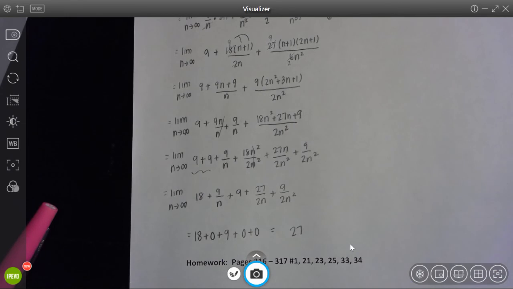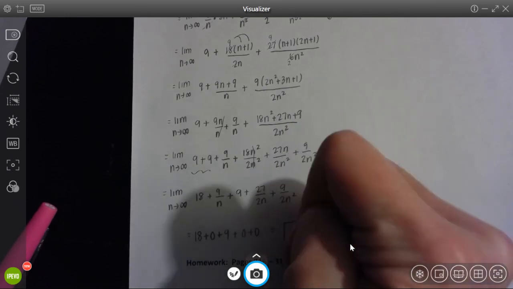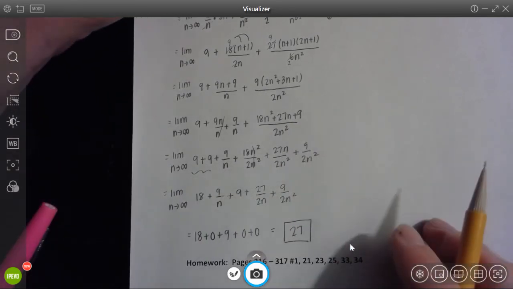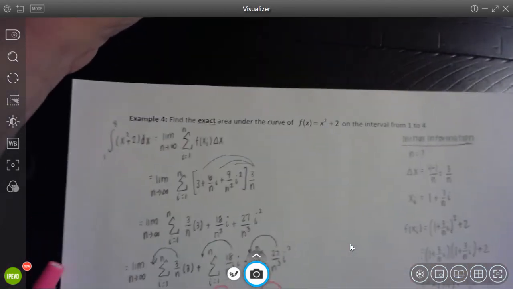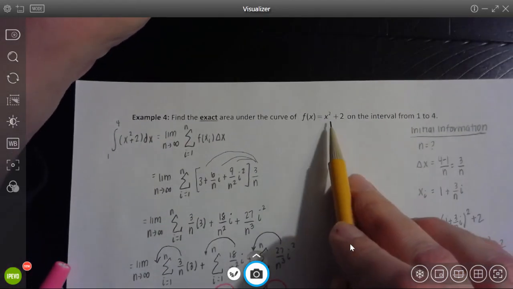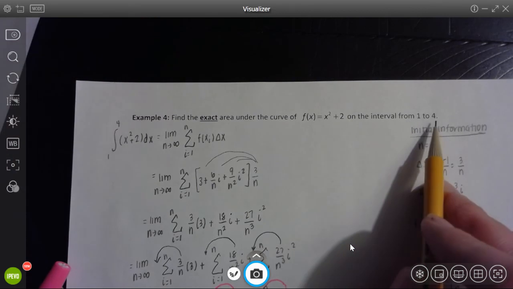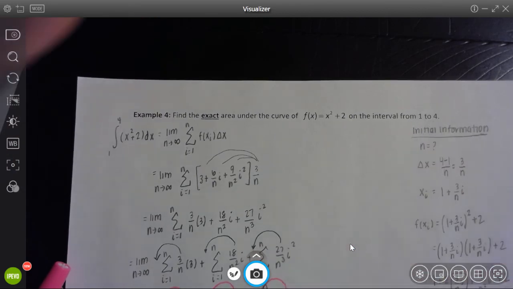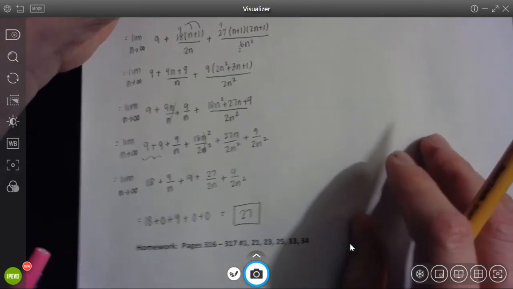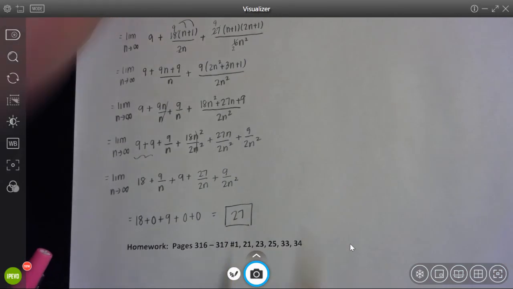So that leaves me with an 18 plus 9, which is going to be 27, which is actually representing the area underneath the curve of x squared plus 2 from the x value of 1 to the x value of 4. So that is our exact area under the curve.